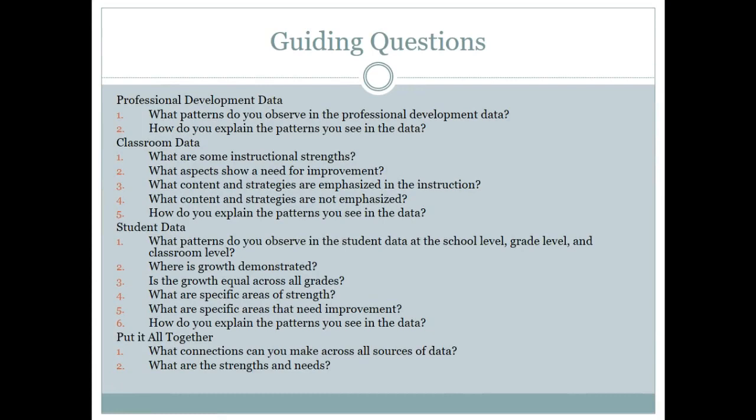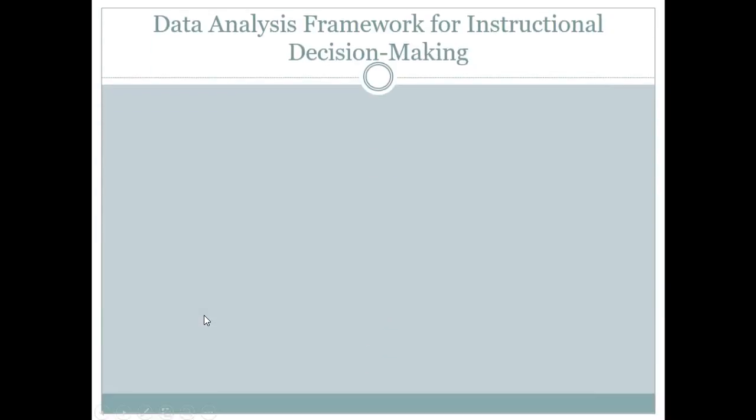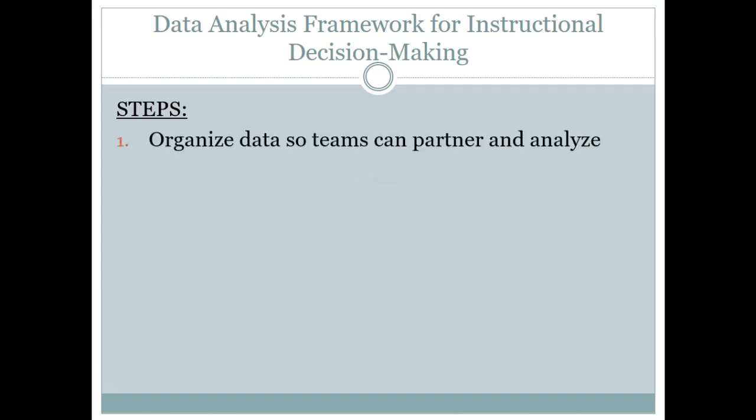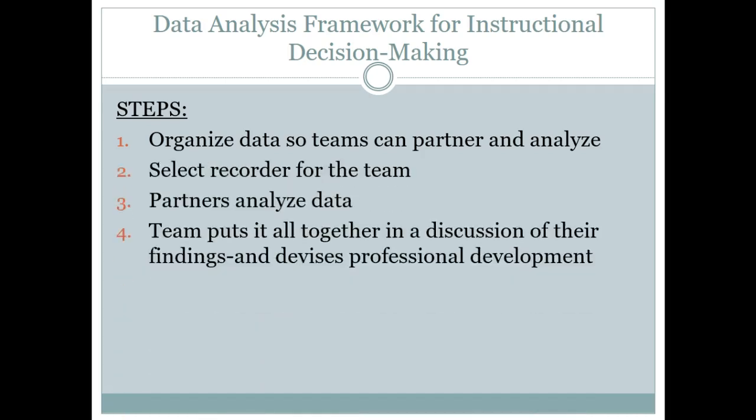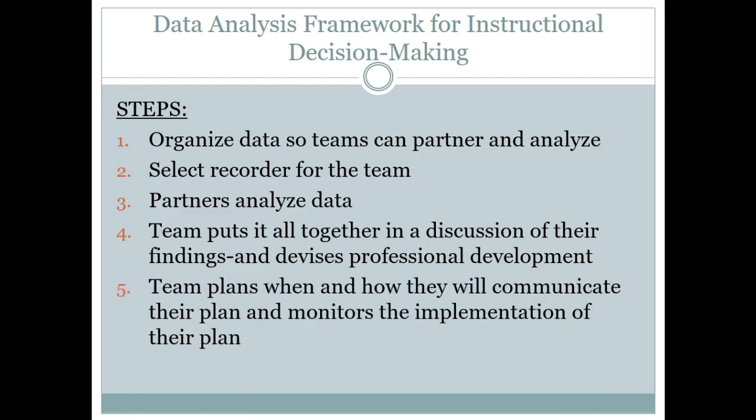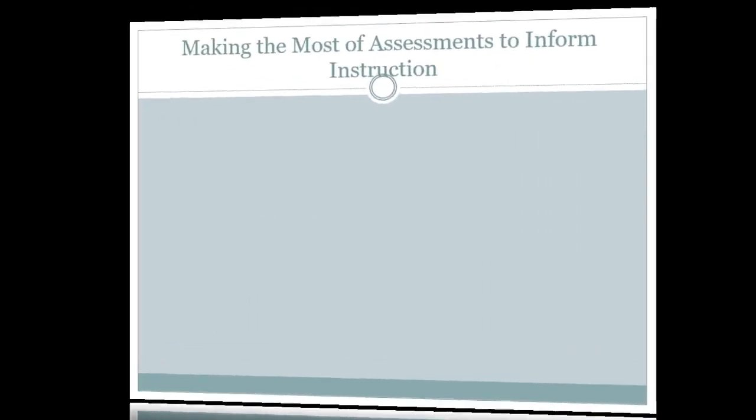And they have fantastic guiding questions in this article as you, as a leader of literacy achievement, look at the different data areas. So professional development data, think about this, classroom data, student data, boom. Then they give you a framework for instructional decision making, which might be something you include in assignment 2. And they walk you through the steps. You got to get teams together, partners, so they can analyze. You have a recorder for the team. The partners analyze the data. Then the teams put it all together in a discussion of their findings, and then they together devise the professional development. The team plans when and how they will communicate their plan and monitors the implementation of their plan.